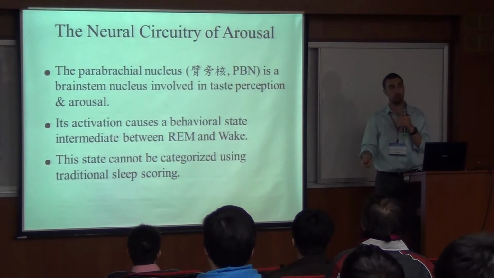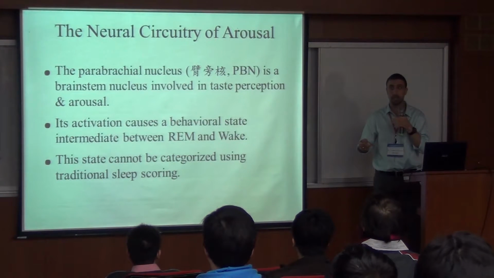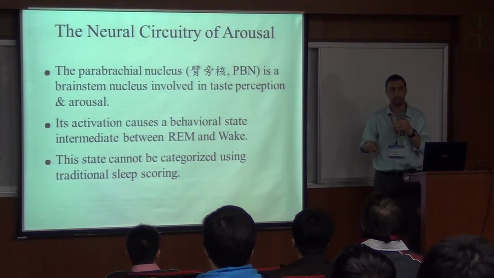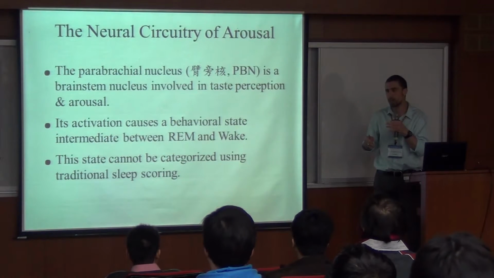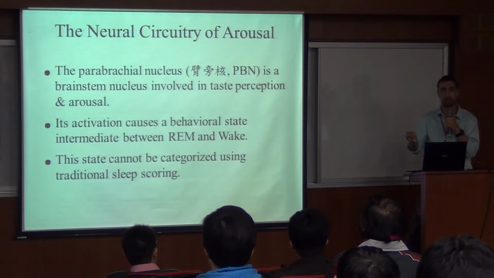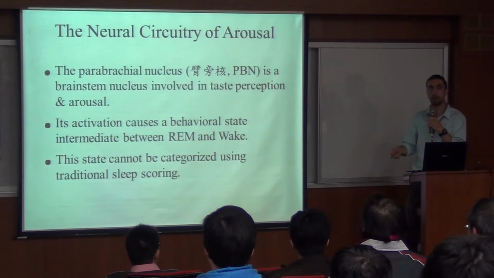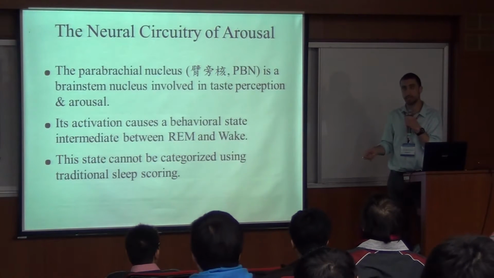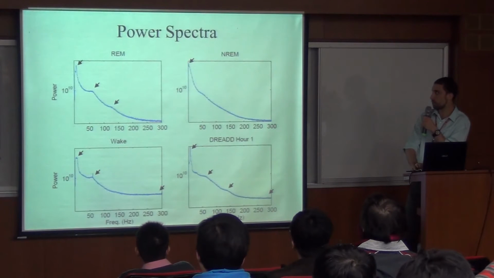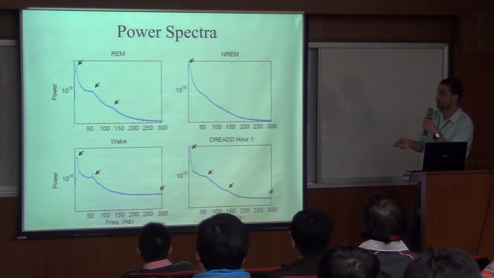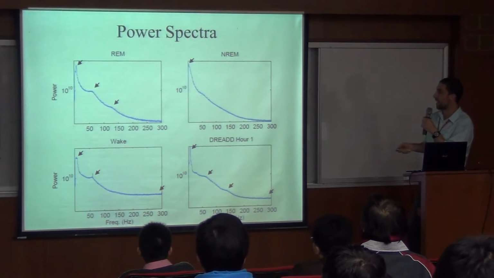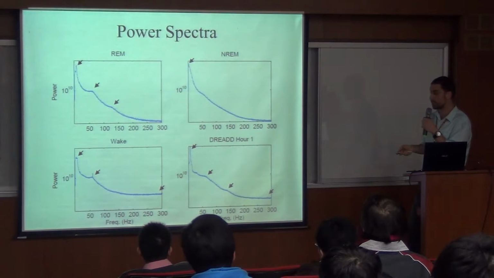But she found that when she activated the parabrachial nucleus, her mice were exhibiting a state where they weren't moving a whole lot, but would respond to stimuli, and she couldn't tell whether they were actually awake or asleep. Furthermore, when she looked at local field potential EEG recorded from these mice, she couldn't use standard sleep scoring techniques or spectral techniques to determine whether they were awake or asleep. So just to show you what that looks like, here are average power spectra from an hour's worth of each of these states: REM, non-REM, wake, and a parabrachial nucleus activated state.